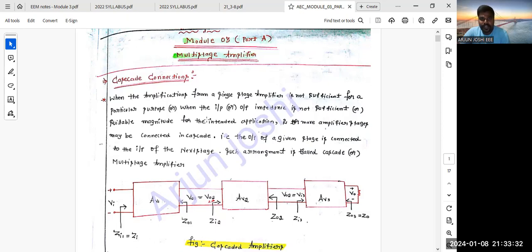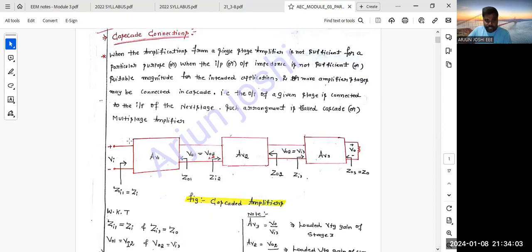The output of the first stage, the output of the given stage, is connected to the input of the next stage. Such an arrangement is called cascade connection or multi-stage amplifier. Here the first stage output is connected to the next stage input. So you can observe that the first stage output we connect to the next stage input. That is called multi-stage or cascade amplifier. Please take down this diagram.